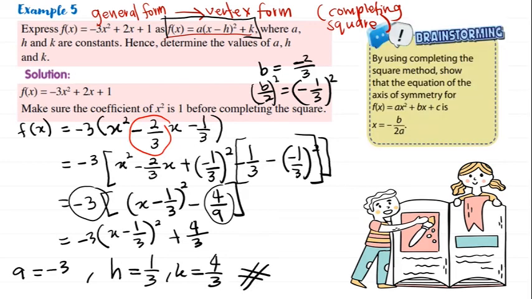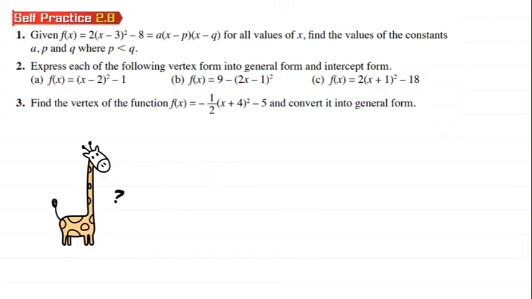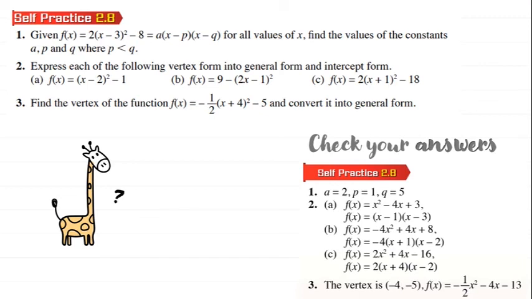Okay, for brainstorming: by using the completing the square method, show that the equation of the axis of symmetry is x equal to negative b over 2a. You can solve it on your own. Next, please do exercise set practice 2.8 for question number 1, 2, and 3. You can check your answer later here. Please do, because if you do the exercise, then only you can know how to change from vertex to general form, and from vertex to general and intercept form, and so on.